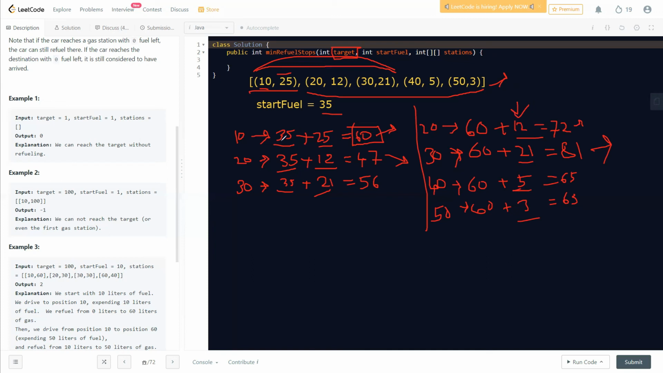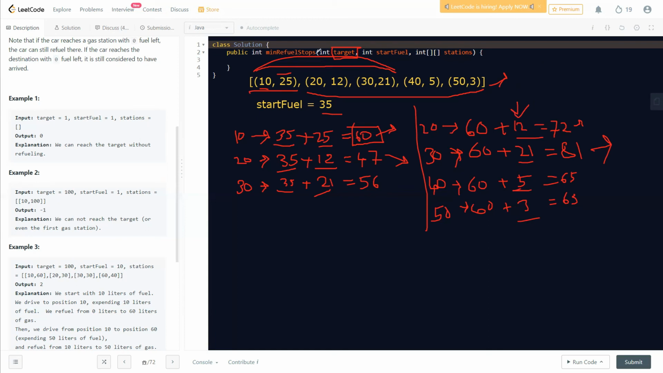While this is less than the start fuel, we'll keep finding values, and from however many values we find, we'll take the one giving us the maximum fuel, and we'll end up with our max distance covered. So that's more or less the idea.